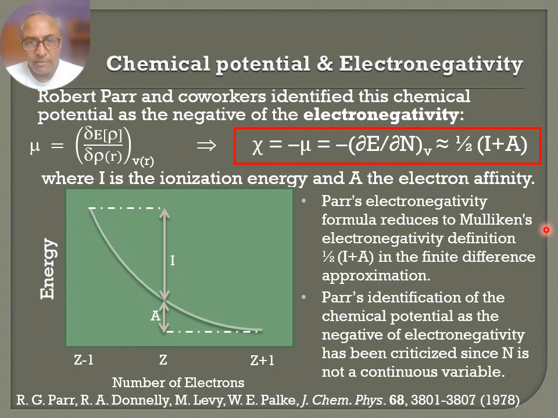Note that Parr's identification of the chemical potential as the negative of the electronegativity has been criticized, since the number of electrons N in an atom or molecule can only take on integral values and is not a continuous variable that we can differentiate with respect to.